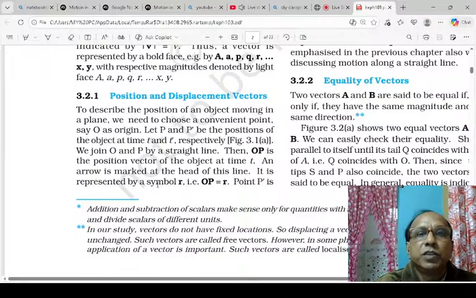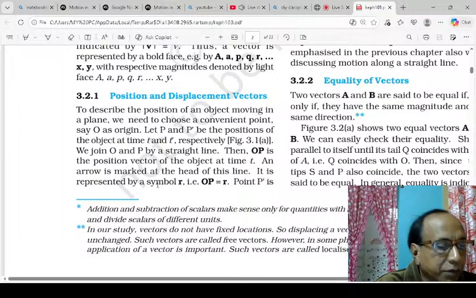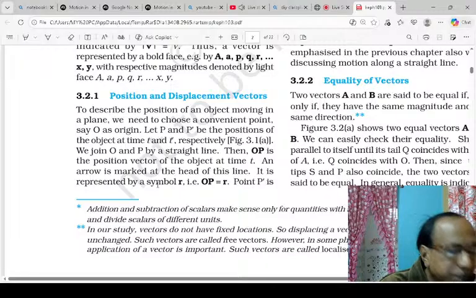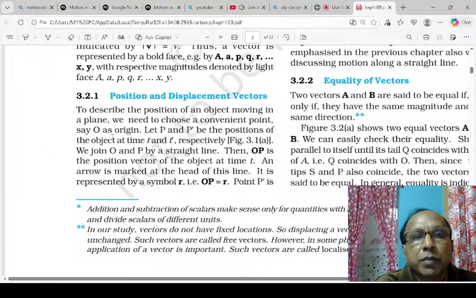Now, we will learn the position and displacement vectors. To describe the position of an object moving in a plane, we need to choose a convenient point, say O, as origin. Let P and P dash be the positions of the object at time t and t dash respectively. We join O and P by a straight line. Then OP is the position vector of the object at time t.